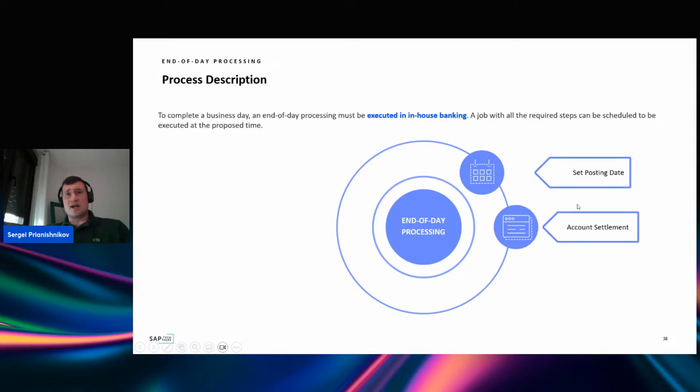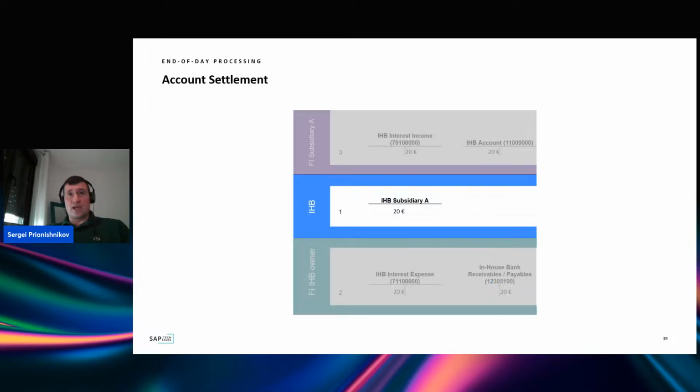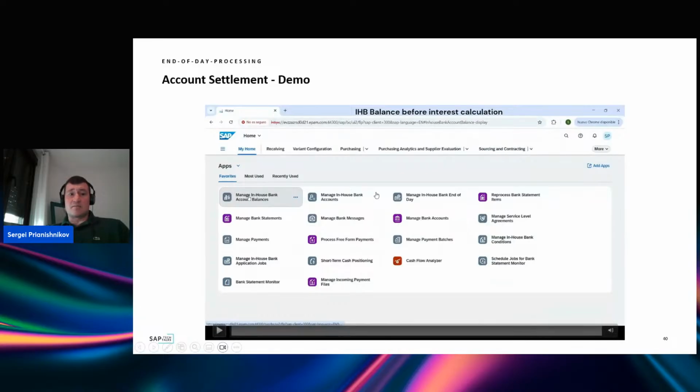The next step is account settlement. In this step, the system calculates interest on the balance of in-house bank accounts and records it as an account movement. Let's take a look at this step in more detail. Within this step, as I mentioned on the previous slide, the system calculates interest on the bank account and updates the in-house bank account balance with the amount of this interest. Let's see it in the system.